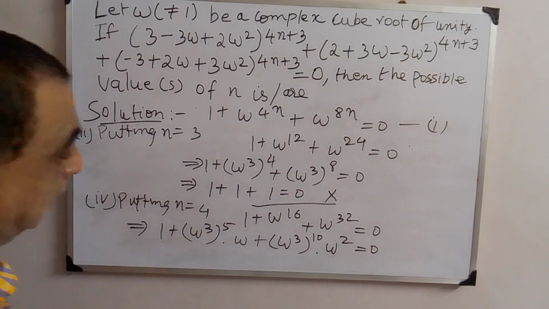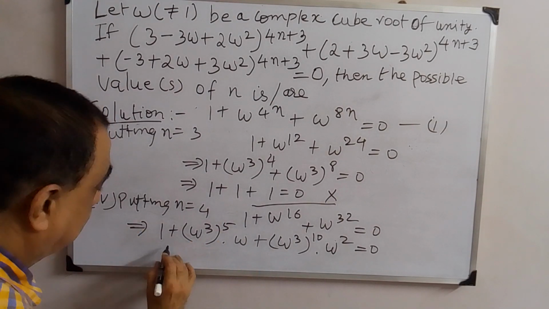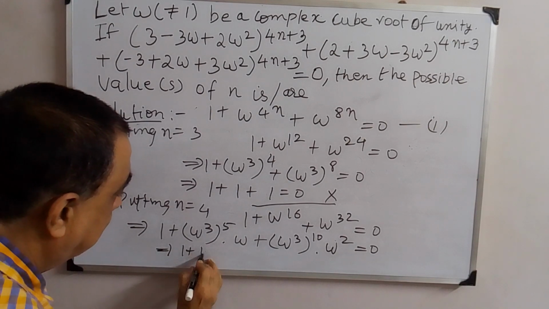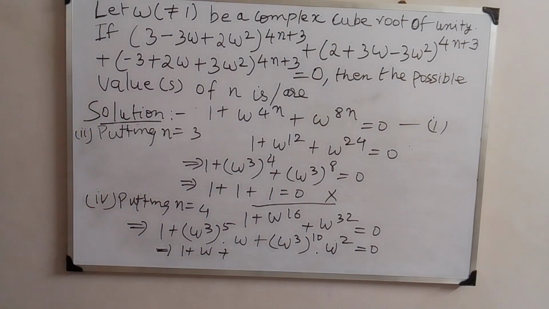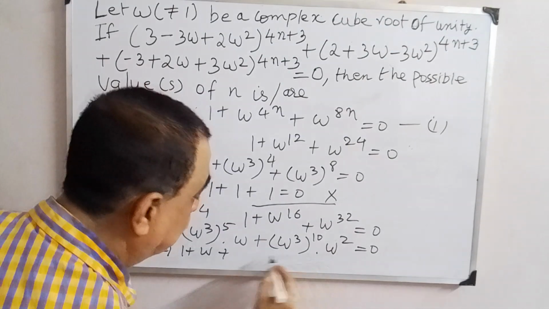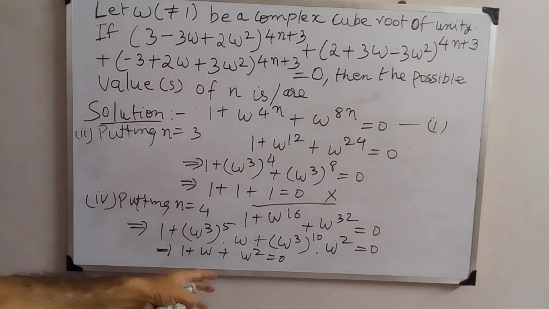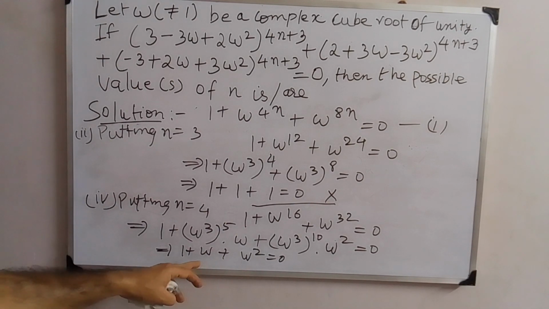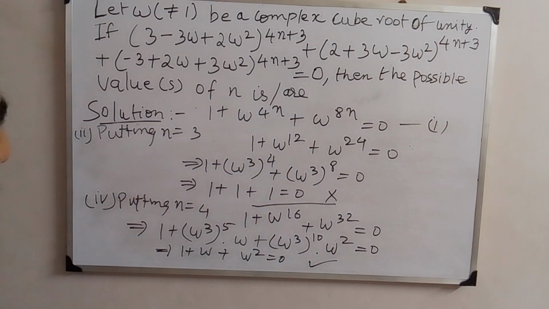Omega to the power 3 value is 1, so 1 into omega is omega. So here it is 1 plus omega, plus omega to the power 3 is 1, so 1 to the power 10 is 1, and 1 into omega squared is omega squared, equals 0. This is the same thing we are getting, and 1 plus omega plus omega squared is always 0. So n equals 4 is also satisfying the given equation. So the value of n can be 4 also.